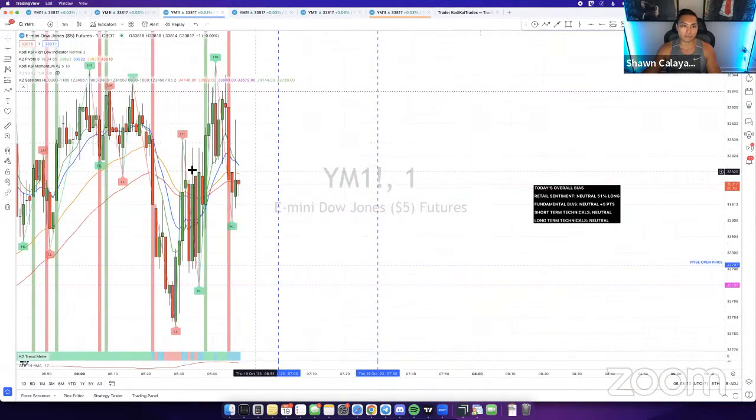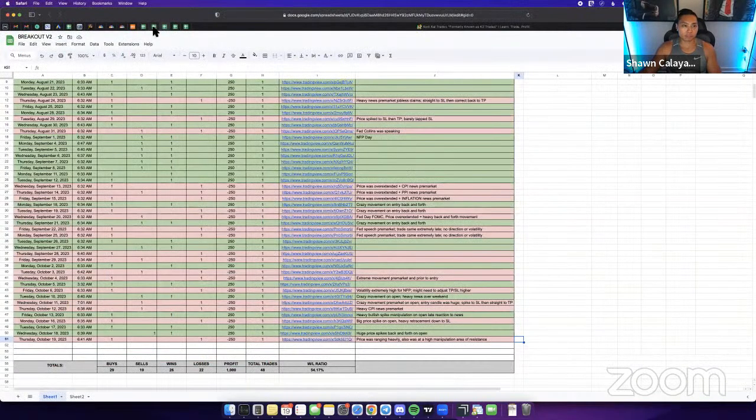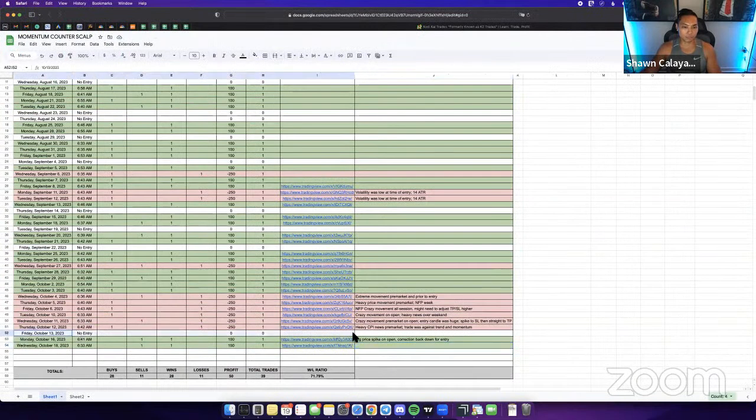There's nothing else over here. There's no momentum to scalp. So there's no momentum pull, counter scalp right now. I'm going to go and put no trade for the day. So there's no entry that came up today. 10-19-23.